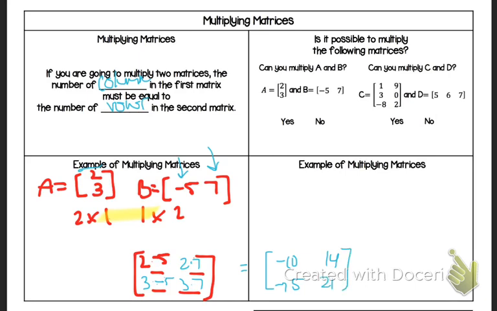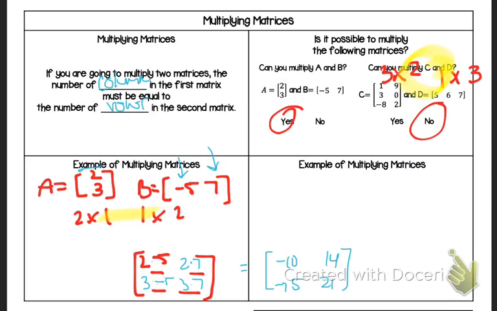Okay, and for this one we didn't have to do any addition because there's only one number in the row and one number in the columns. So we didn't have to add anything together. Okay. So can you multiply A and B? We just did that, yes. What about C and D? So C is 3 rows by 2 columns. D is 1 row by 3 columns. So your outer numbers match, but that doesn't matter because your inner numbers don't. So no, we cannot multiply those ones together.